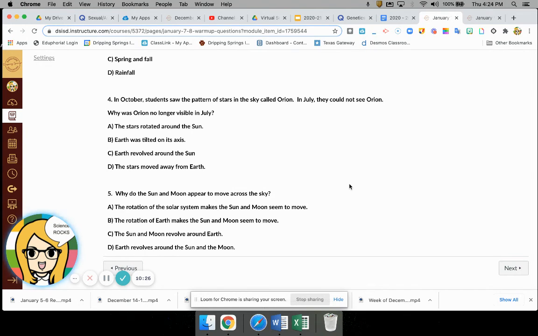And then number 5, why do the sun and the moon appear to move across the sky? They really don't move across the sky. Ancient peoples thought that they did, but they don't. Instead, rotation of Earth on its axis makes them seem to move. We modeled this in class, as Earth rotates, if you pick a point, it keeps circling back around and around, and that's why we seem to have day and night, and the sun rises and sets and the moon rises and sets because Earth is rotating on its axis.